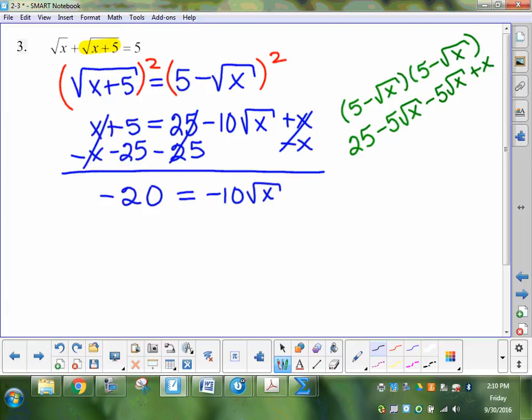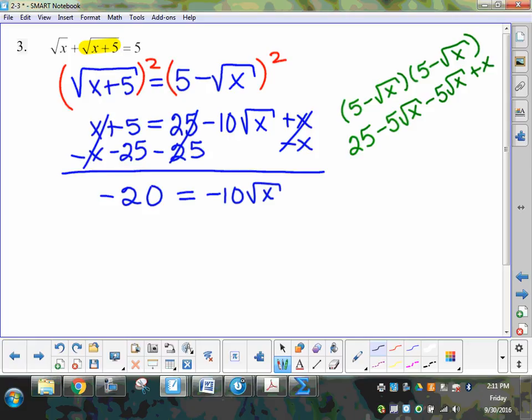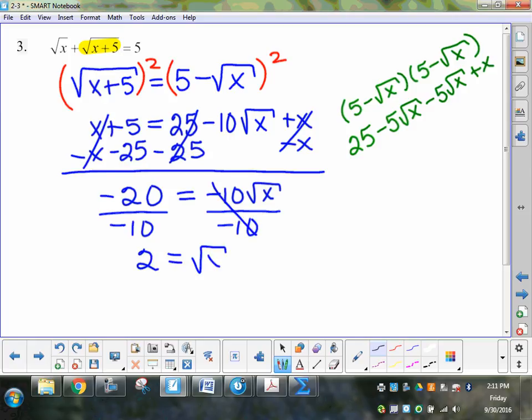There's 2 ways you could get your answer, and either one is more right than the other. Cece, what would you do from here? You want to get that second radical alone. So? Sure. Let's divide both sides by -10. You're not wrong if you want to square both sides now, but the numbers get bigger. That reduces away. Here I'm left with 2 is equal to radical x.